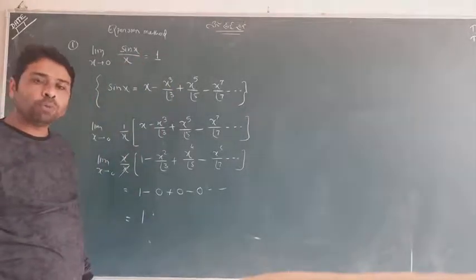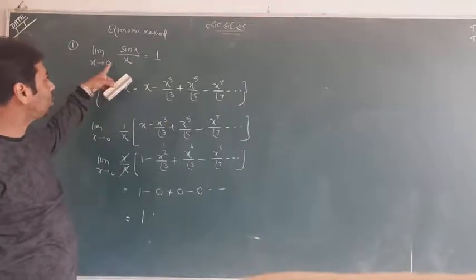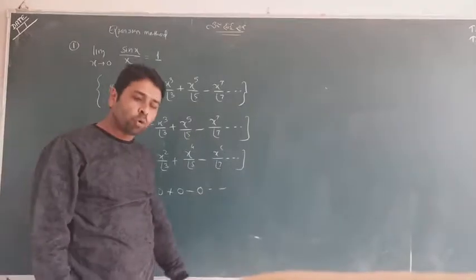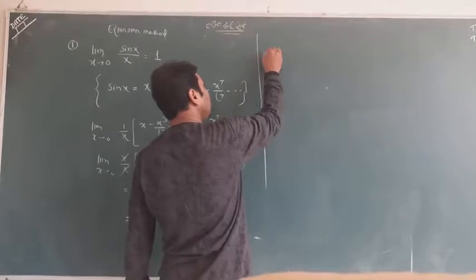So it's our own formula actually: whenever x tends to 0, sin x upon x is 1. So remember this formula. More things I will tell you later, but first of all, look at the next formula.